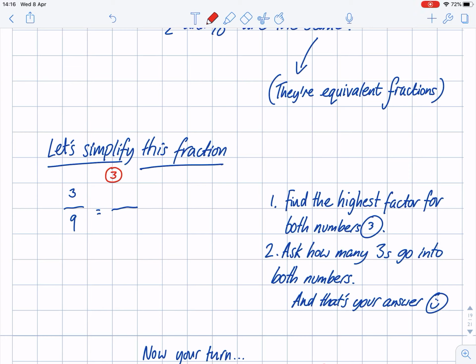Now I'm going to ask myself how many 3's go into both numbers. The numerator on the top, this 3, and the denominator on the bottom. So if we take the denominator on the bottom first, how many 3's go into 9? It's 3. And then how many 3's go into 3? It's 1. So 3/9 can be simplified into 1/3. And remember, it's an equivalent, so both of them are exactly the same. So if I offered you 3/9 or 1/3, you'd say, Spudder, they're exactly the same.